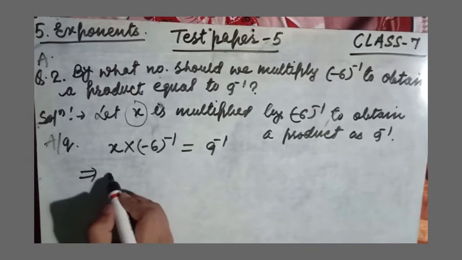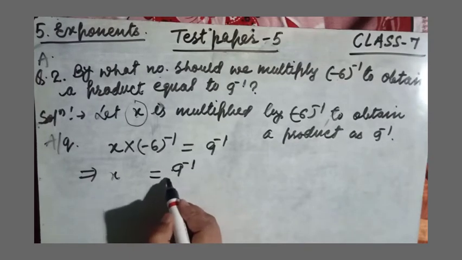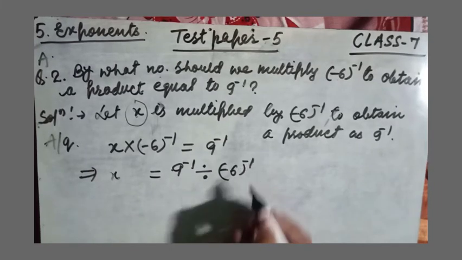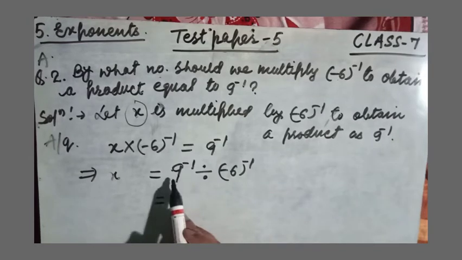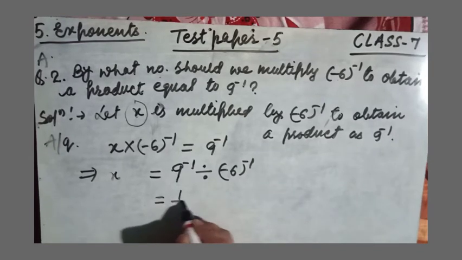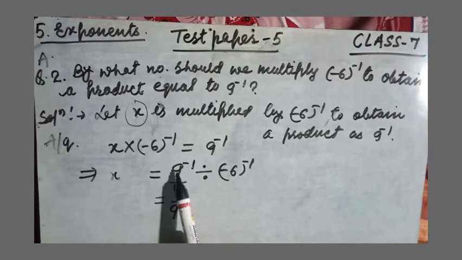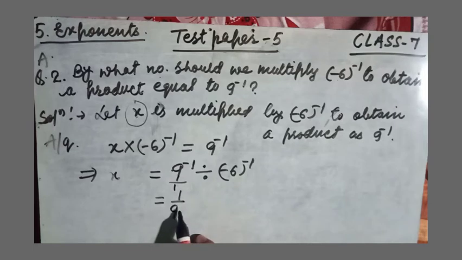Very simple. This is x as it is here, 9 raised to power minus 1, and this is divided by minus 6 raised to the power minus 1. Now here, 9 raised to power minus 1 is 1 by 9. Remember, here is the 1, the 1 is hidden. 1 goes up, and 9 raised to power minus 1 comes downwards, as a denominator with the positive exponent. Here is the minus 1, here is the plus 1, and the plus 1 is always hidden on the top of the number.